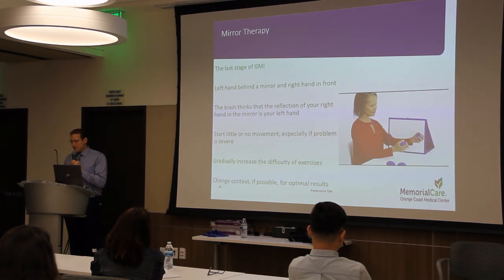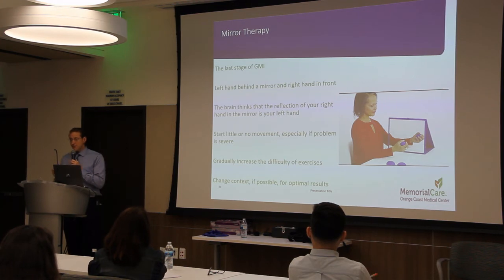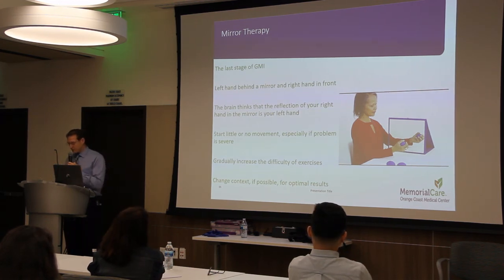The last stage of graded motor imagery is mirror therapy. Just like most of the things we discussed today, the mirror box trains the somatosensory piece of function. If you put your left hand behind the mirror and your right hand in front, like the picture, you can trick your brain into believing that the reflection of your right hand in the mirror is your left. You're now exercising the left hand in the brain, particularly if you start to move your right hand.